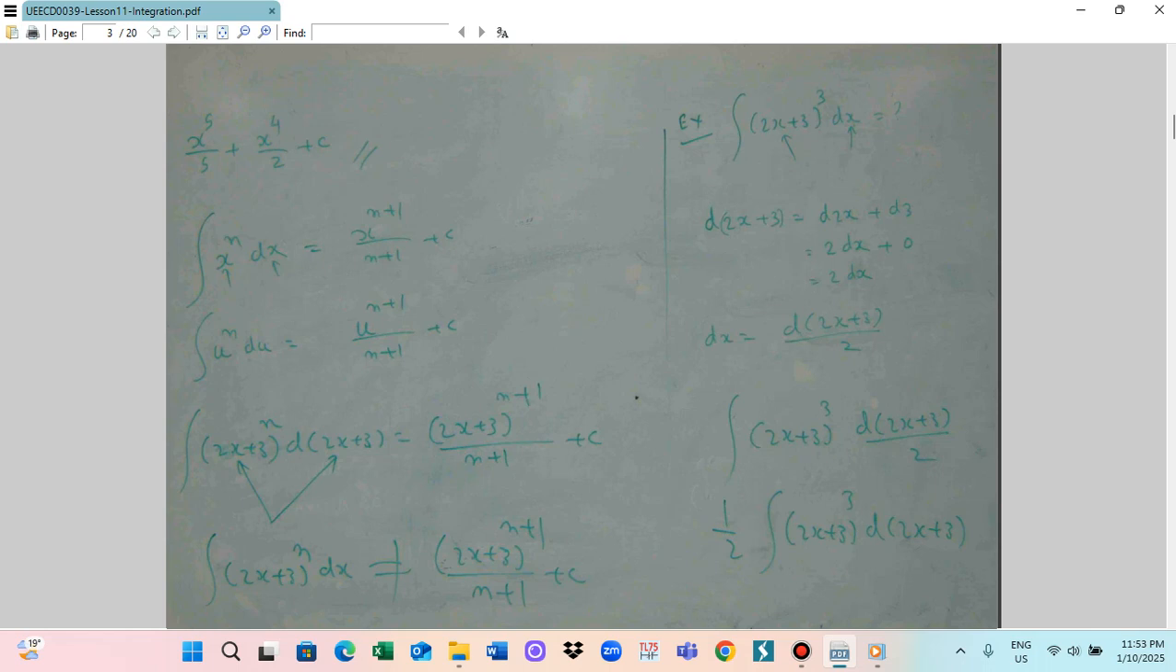But you can also say that the integration of 2x plus 3 power n dx is not equal to 2x plus 3 power n plus 1 by n plus 1, because this is 2x plus 3 and this is dx. It's not equal, you cannot write like this. Okay, so now let's solve the problem.